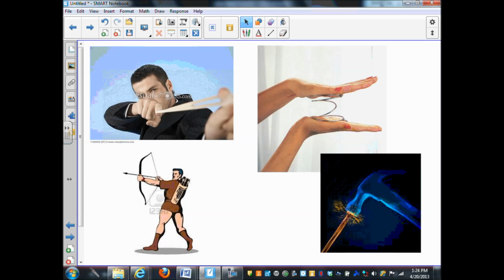So these are 4 different types of energy: chemical energy, heat energy, light energy, and mechanical.